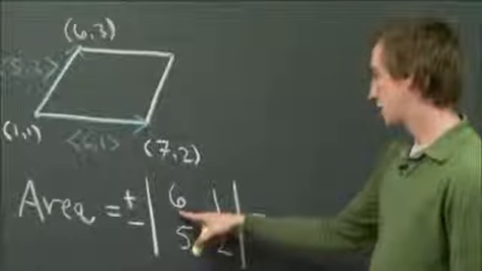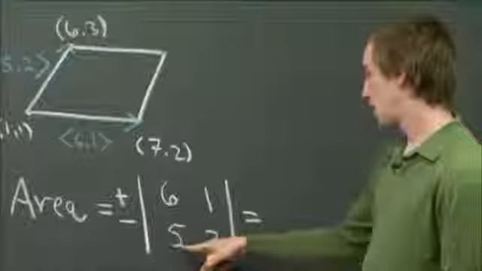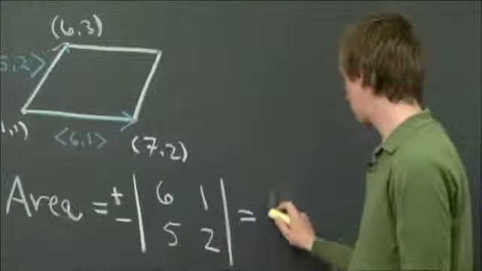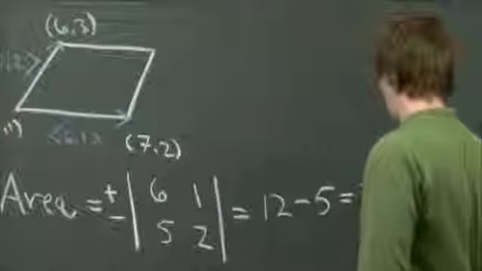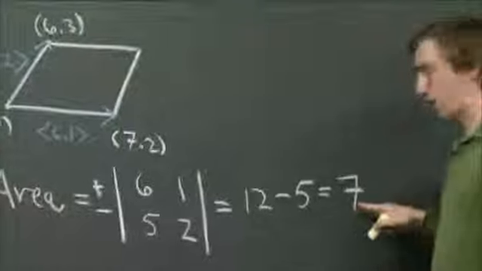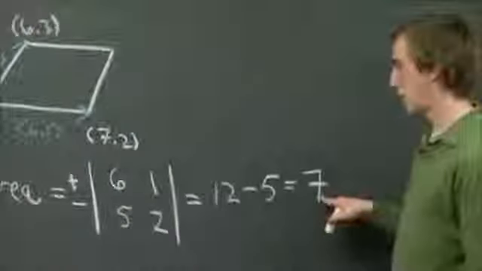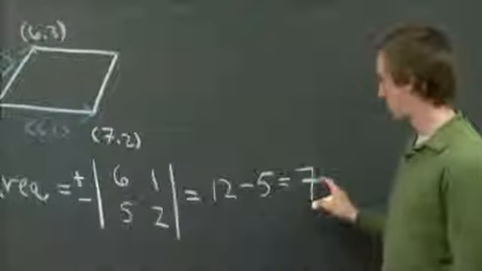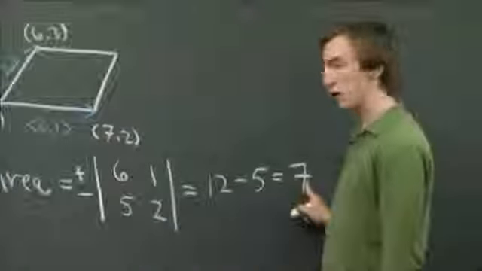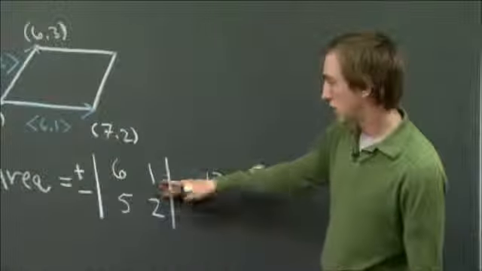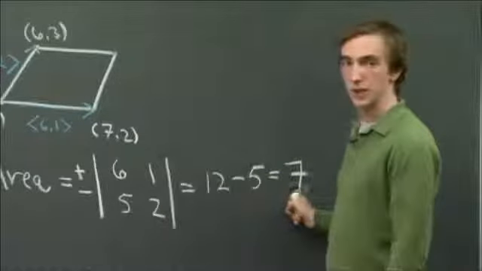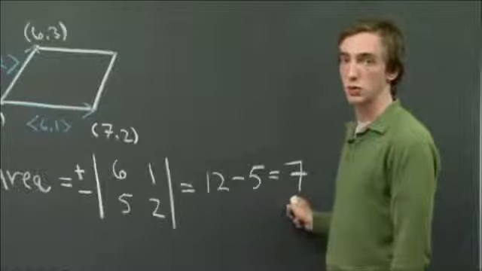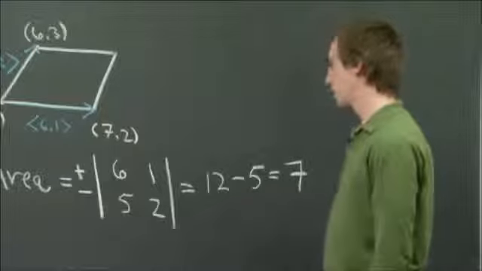So we find 6 times 2 minus 5, so we get 12 minus 5 is 7. Now we got a positive number, and so this plus or minus we take to be positive. Had we computed our determinant by transposing the rows here, then we might have found a negative 7, and of course we want our area to be positive, so we would just choose 7.